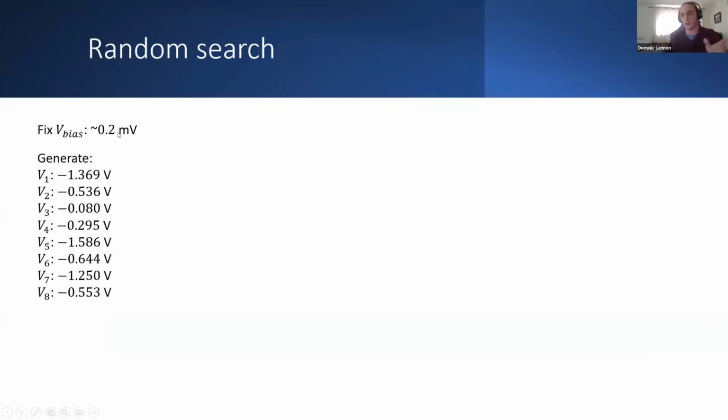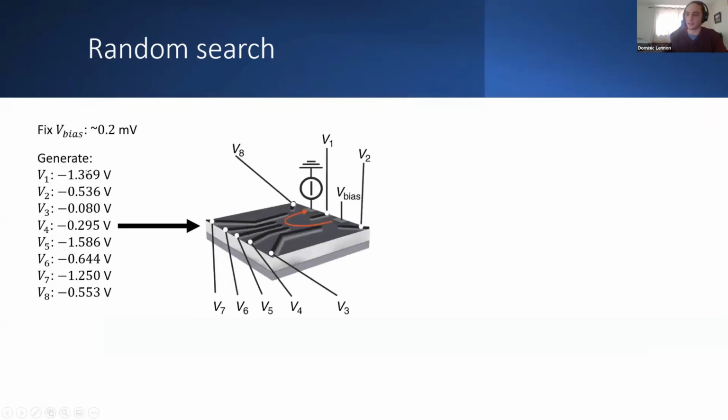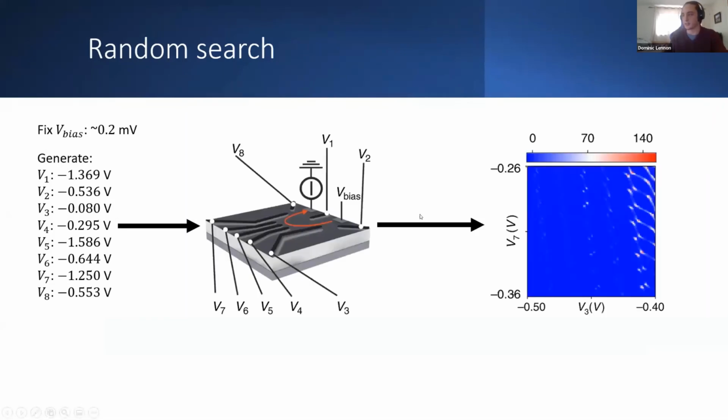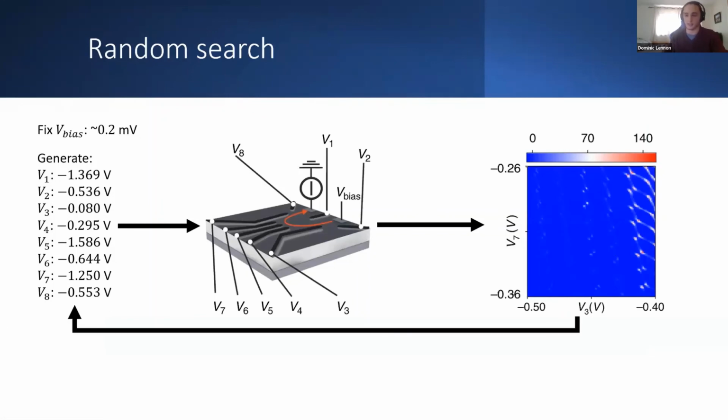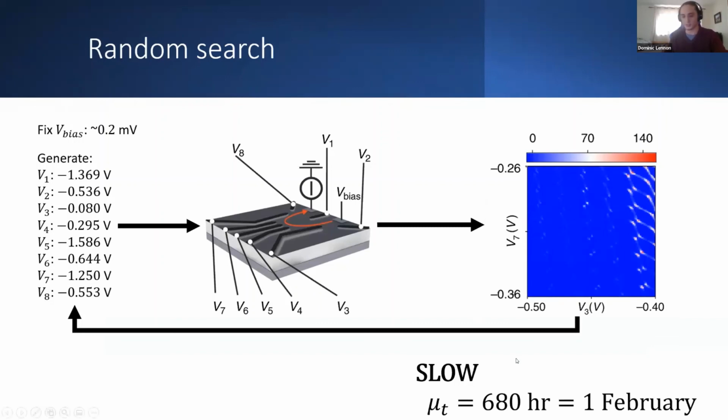How we would apply this to this kind of sample is we fix a bias and keep it fixed at a small value. And then we generate gate voltage values that are completely random from a uniform distribution, apply them to the device, and do our little raster scan to check. We iterate this again and again and again. This is very slow, taking approximately 1 February to do from our approximations. When you're using February as a unit, you know that things are bad. So how can we speed this up?